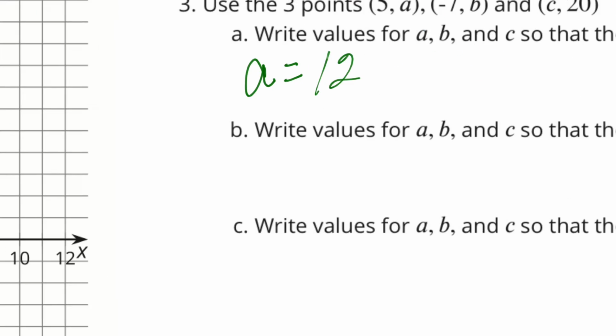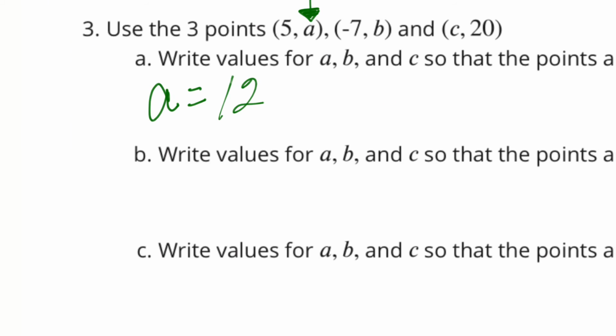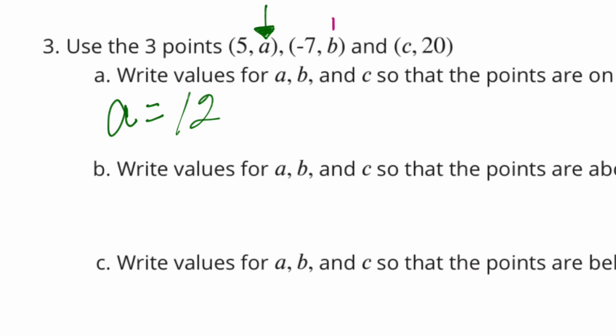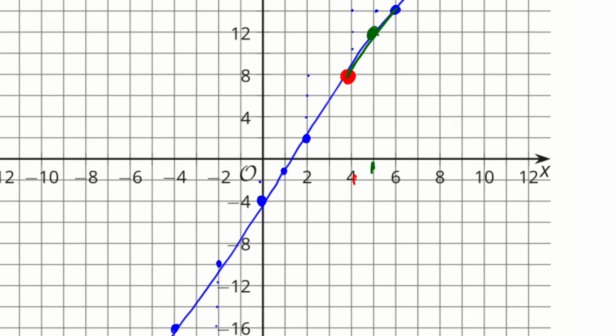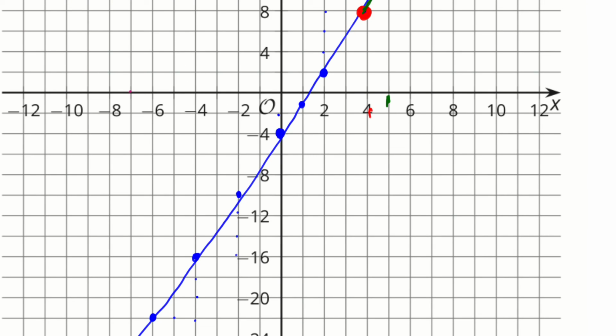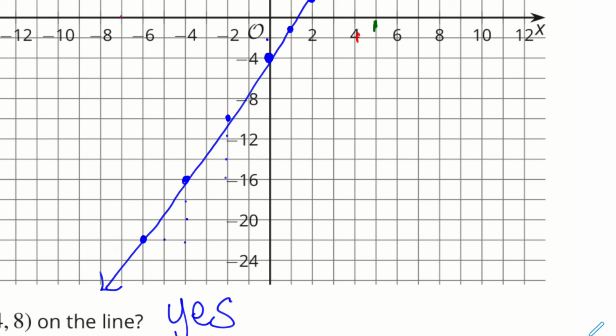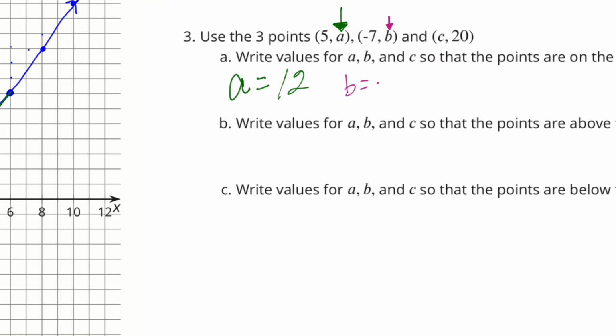Okay, now let's look at B. Let's do B in pink. So we're looking at -7 on our graph to find our B. So if we go over to -7, and we're going to go down to where the line is, approximately, what is that point? -25. Okay, make sure you get your negatives in there. So B is -25.